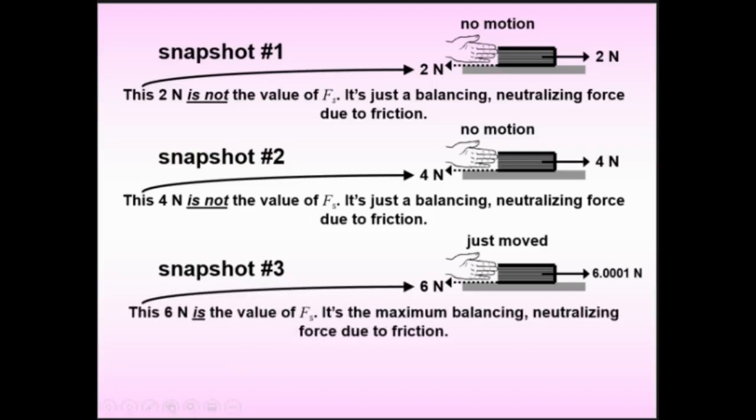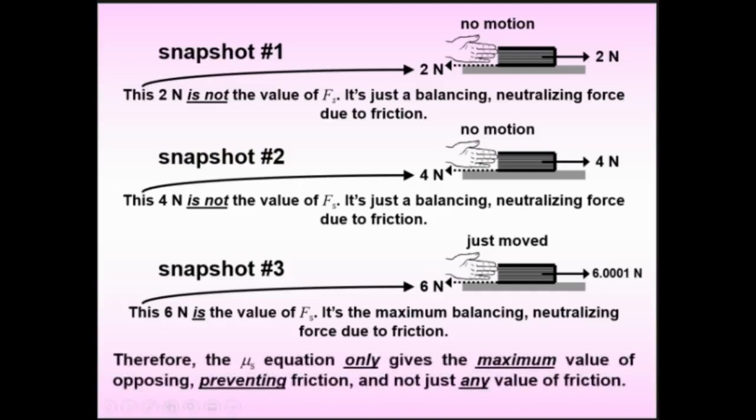So 6 newtons is the value of Fs. Why? Because it's the maximum balancing, neutralizing force due to friction that you had to go against. Therefore, the mu-s equation only gives the maximum value of opposing, preventing friction, and not just anything before that. Does that make sense now? You need to know the mu-s equation does not give you anything below. It gives you the exact maximum you need to clear to start moving things. Okay?